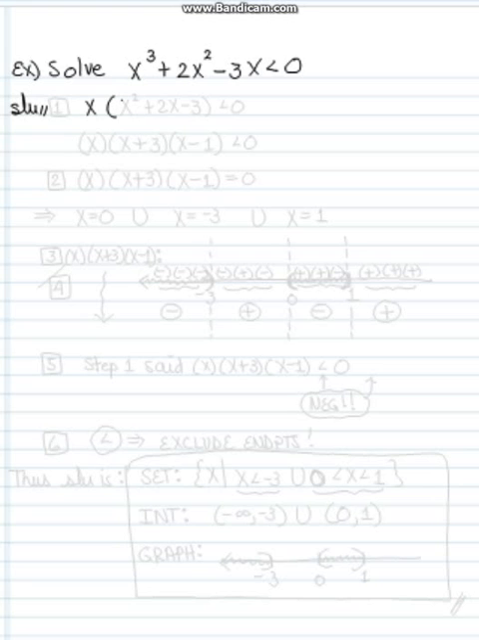All right, so we pull out the common factor of x, and then we factor the second degree factor further by guessing. We get x times (x plus 3) times (x minus 1) for the left side.